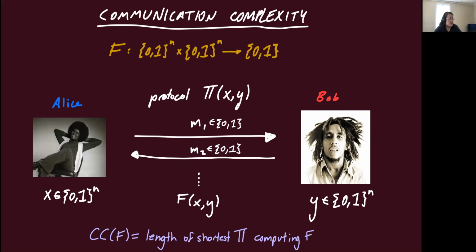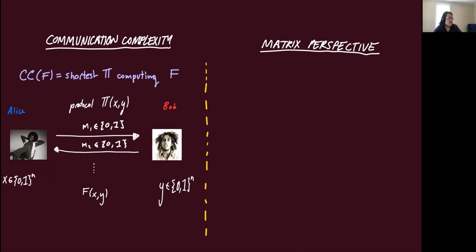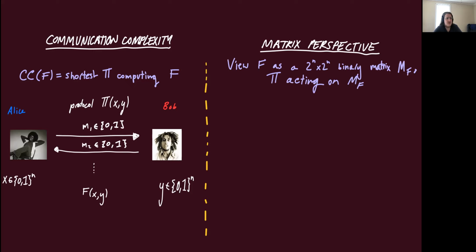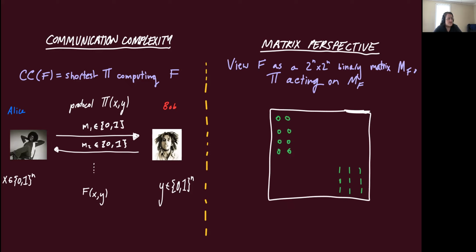Okay, so this is the way of viewing communication complexity from this protocol point of view. There's an alternative useful perspective, which is in terms of matrices. So here what we'll do is we'll view F, big F, as a 2 to the n by 2 to the n binary matrix MF. And we'll think of the protocol as acting on this matrix in a particular way. So this is the matrix.